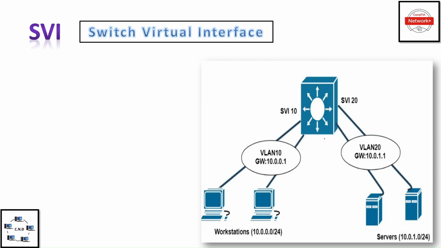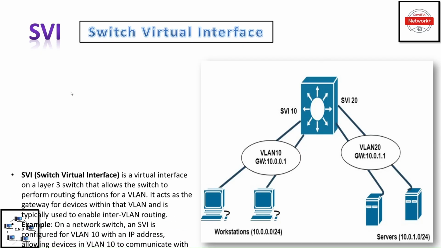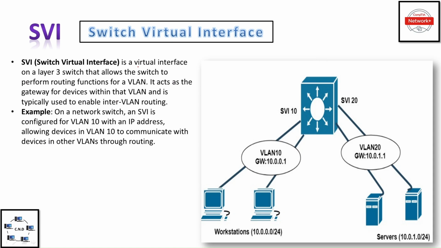SVI, that is switch virtual interface. An SVI is a virtual interface on a layer 3 switch that allows the switch to perform routing functions for a VLAN. It acts as the gateway for devices within that VLAN and is typically used to enable inter-VLAN routing. For example, on a network switch, an SVI is configured for VLAN 10 with an IP address, allowing devices in VLAN 10 to communicate with devices in other VLANs through routing.